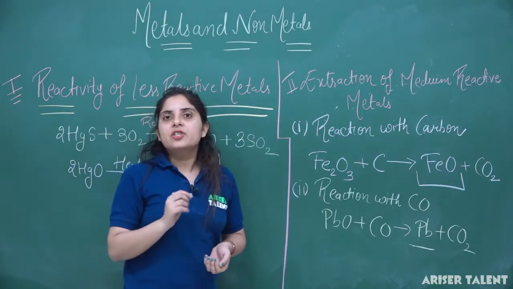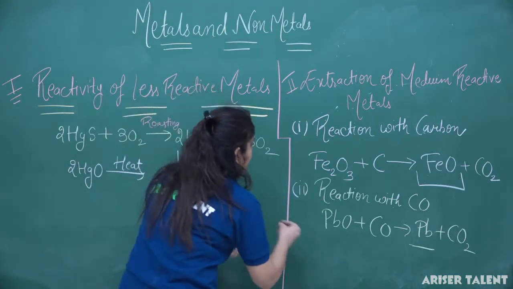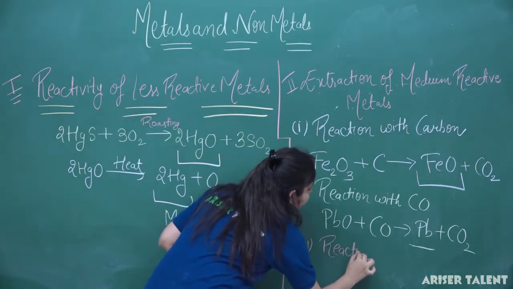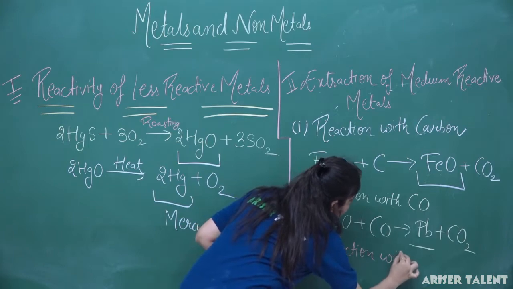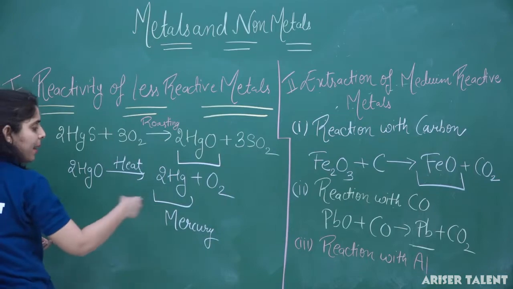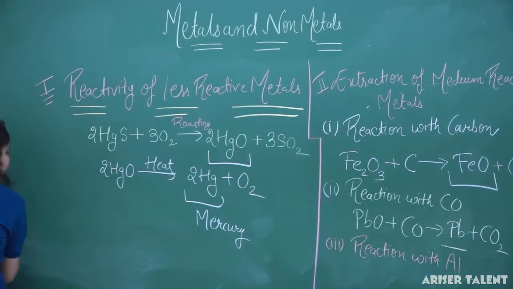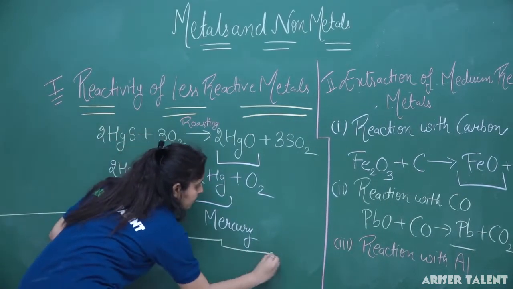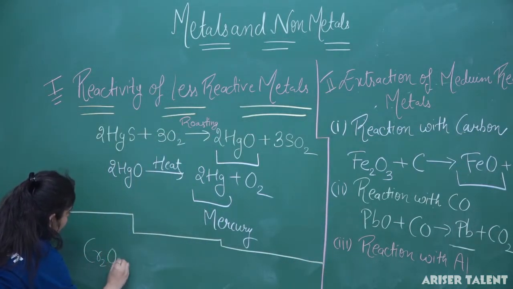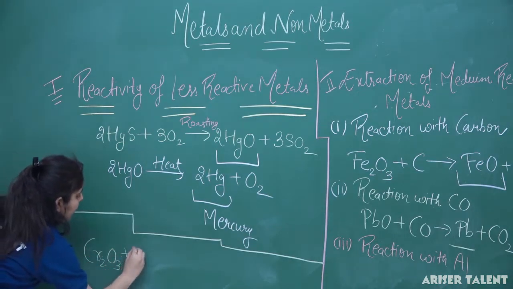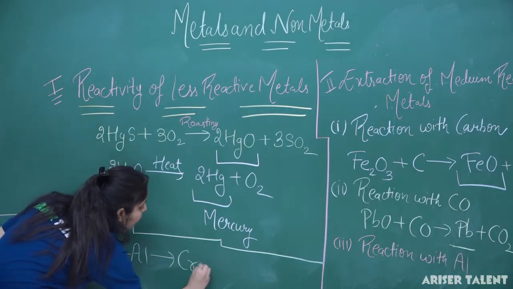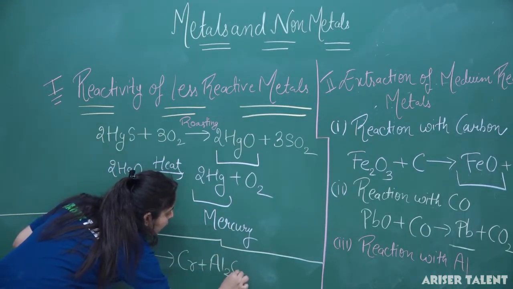Now we can see the reaction with aluminium. Our third reaction will be the reaction with aluminium. Reaction with aluminium I am writing here. If I am considering Cr2O3 and we are reacting it with aluminium, what will we get? We will get chromium plus Al2O3.